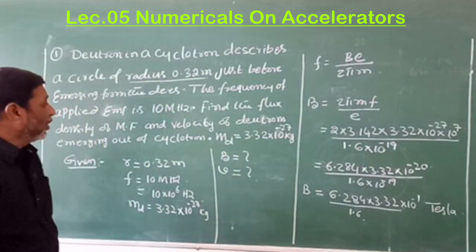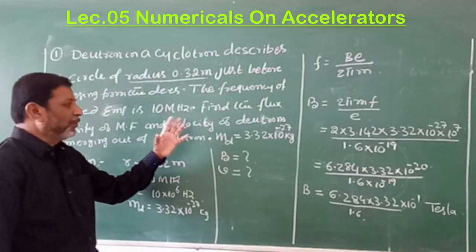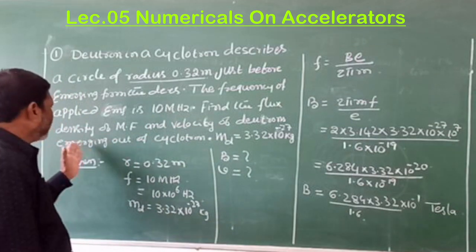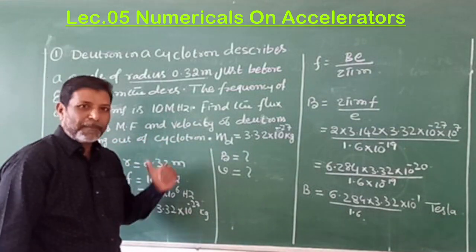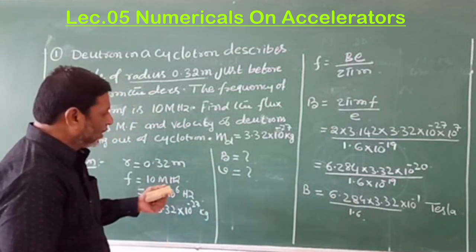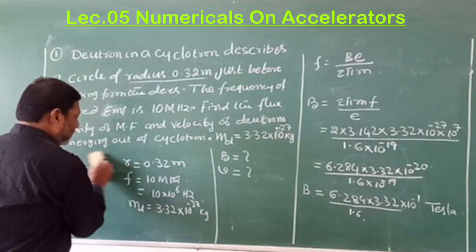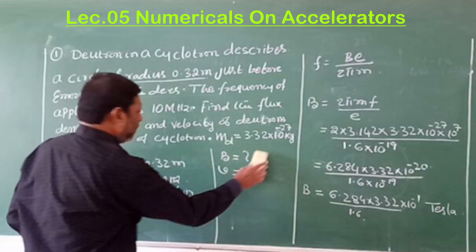The next quantity you have to calculate is the velocity of the deuteron before emerging out of the cyclotron. Now, how can you find this velocity? Then here, I will just erase this one.